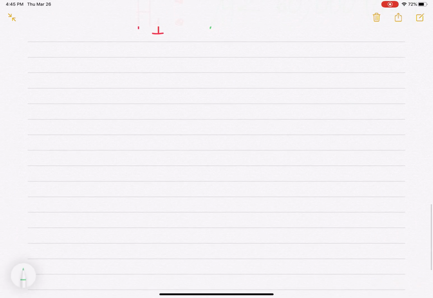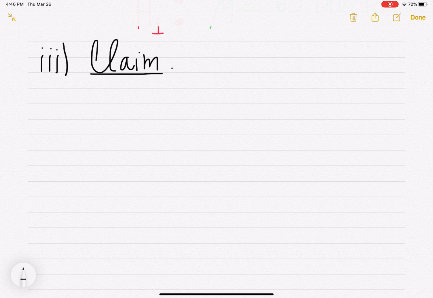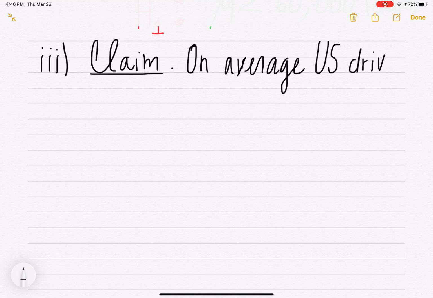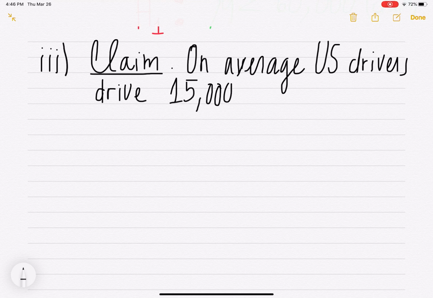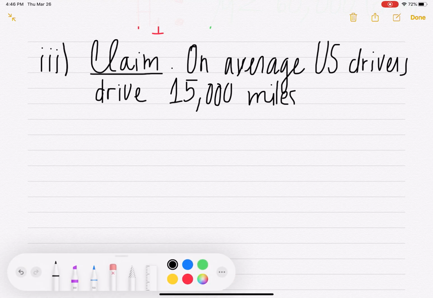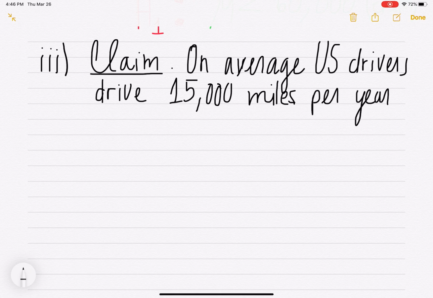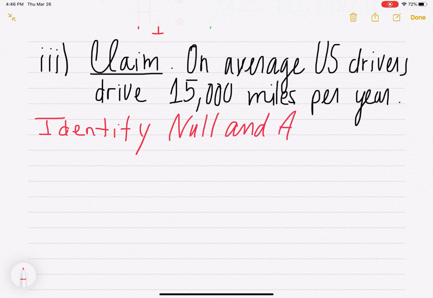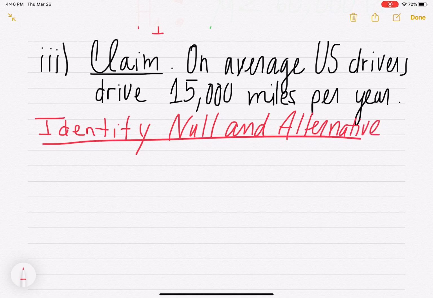All right, let's do a third one, number 3. So we have a claim. On average, U.S. drivers drive 15,000 miles per year. Okay, so we want to identify the null and alternative hypothesis.